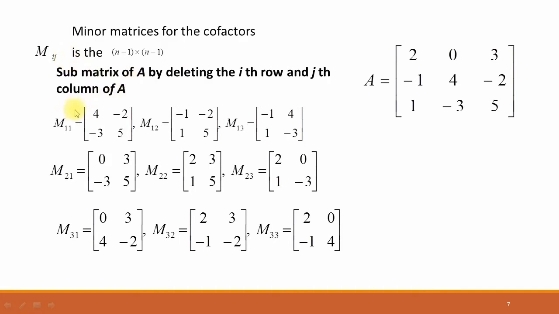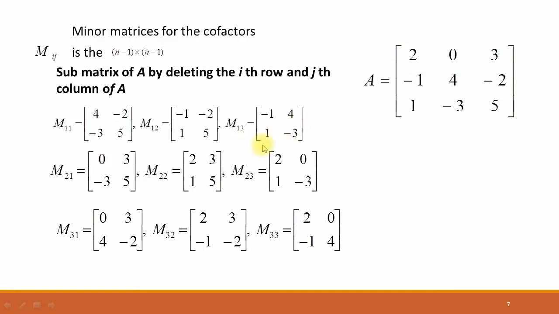So to find M11, M11 means delete the first row and first column. We have the minor matrix 4, minus 2 and minus 3, 5. Now find the minor matrix M12. M12 means delete the first row and second column. We have the minor matrix minus 1, minus 2 and 1, 5. Now find the minor matrix M13. M13 means delete the first row and third column. We get the minor matrix minus 1 and 4.